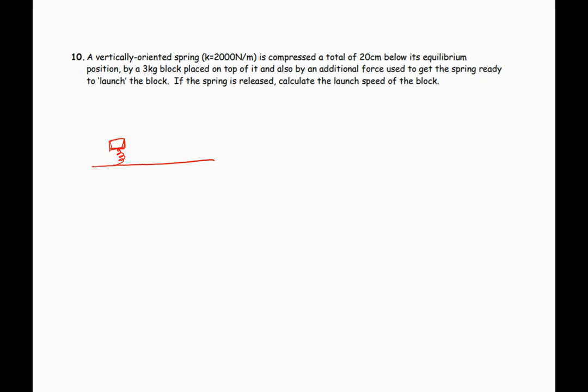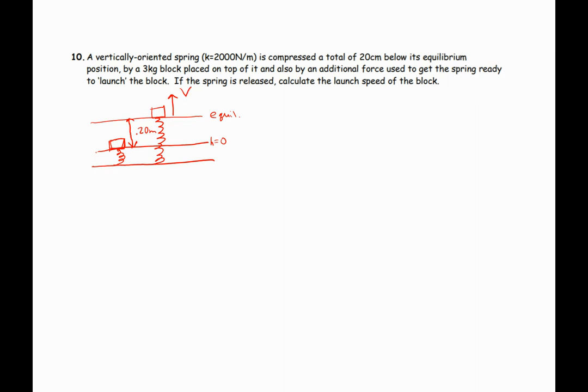And so what has happened is you have a distance of 0.20 meters. And then at that point right here, your height equals 0. We're going to set our height equal to 0. And then what happens is my box is sprung up, and this is my equilibrium point. And it says, if the spring is released, calculate the launch speed of the block. So I'm trying to figure out what my velocity is there.